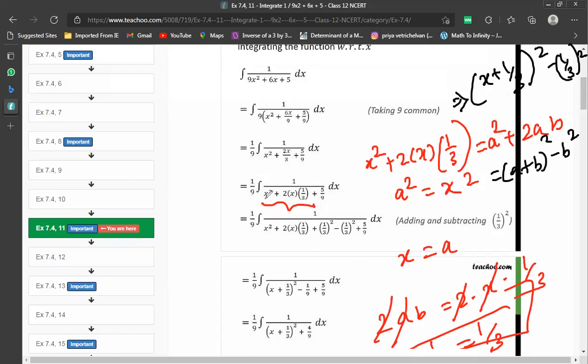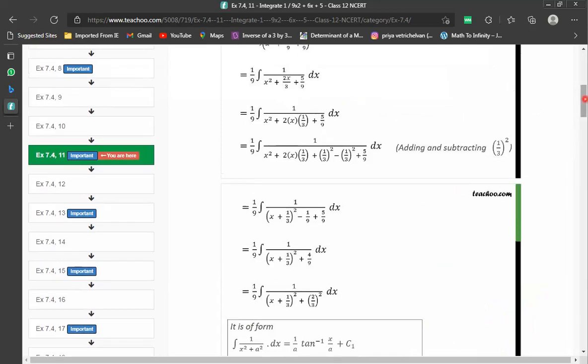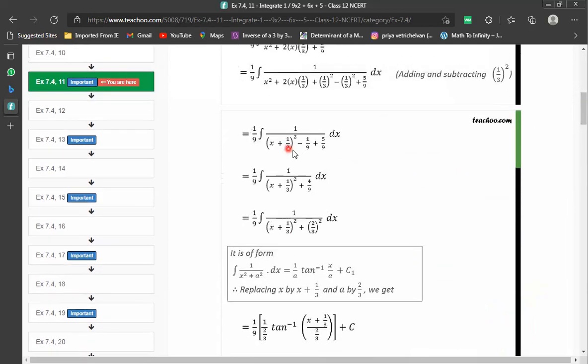So let's rewrite this x square plus 2x into 1 by 3 as x plus 1 by 3 the whole square minus 1 by 3 the whole square. 1 by 3 the whole square is nothing but 1 by 9. So they just rewrote that into x plus 1 by 3 the whole square minus 1 by 9 plus 5 by 9. And you can subtract this and you can write this into 4 by 9. And 4 by 9 can be written as 2 by 3 the whole square.